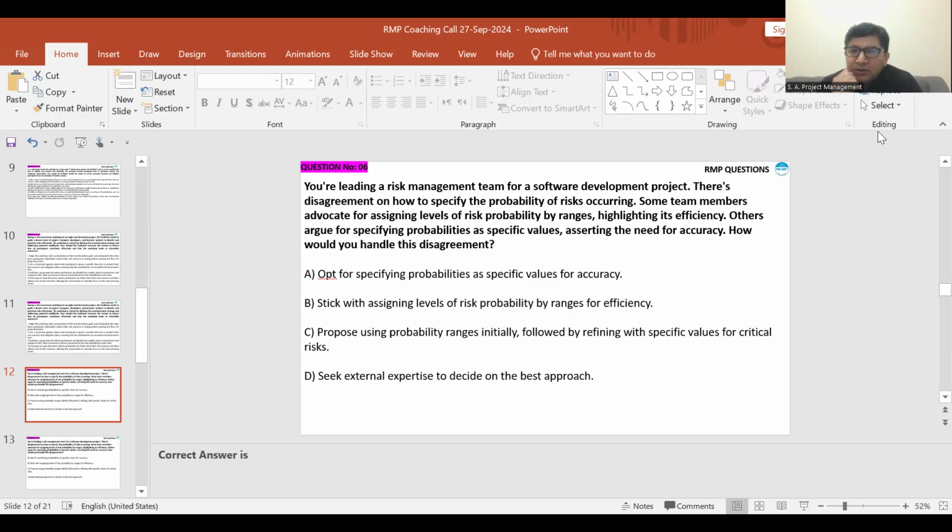Two groups are there in your team. Why not select both? First, go for the ranges for efficiency, then among the ranges, choose the specific value. So in this case, C will be the better option. Yeah, C. Usman, anything to say about this? I'd say even I think C is the better option, sir. Mudassir, do you agree with C?